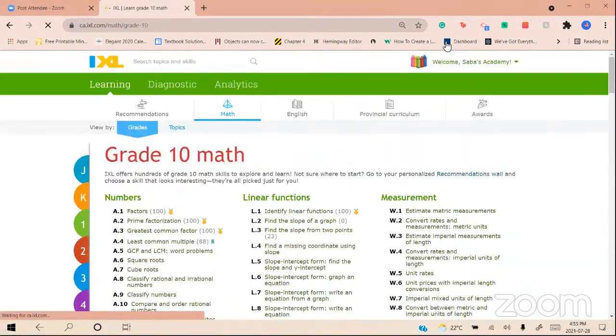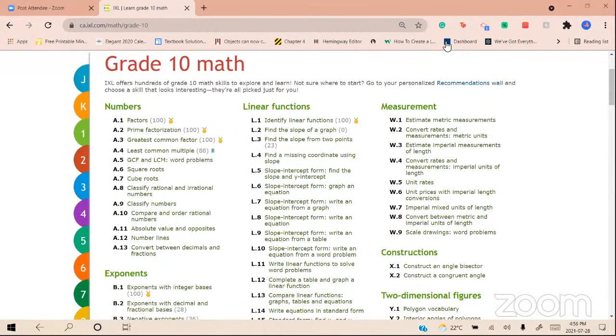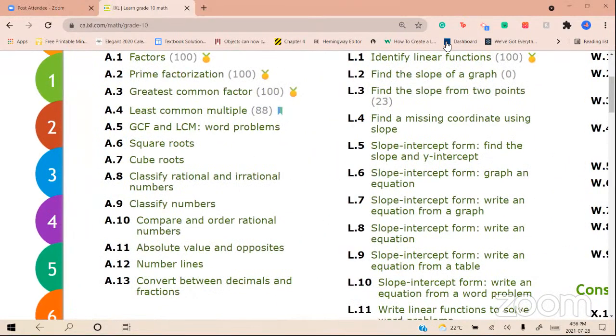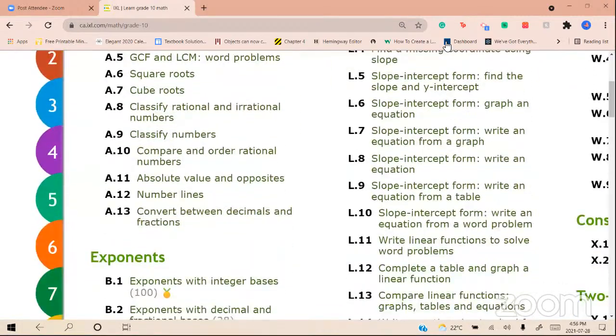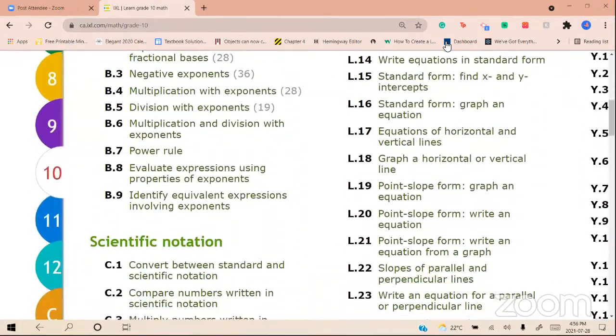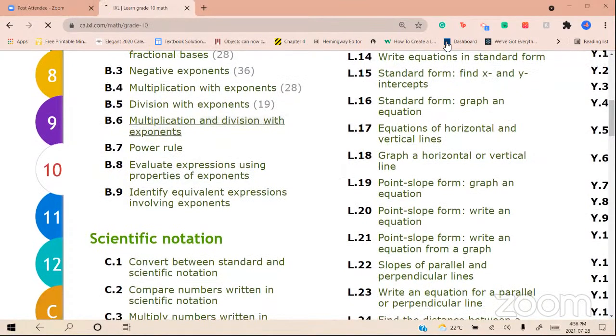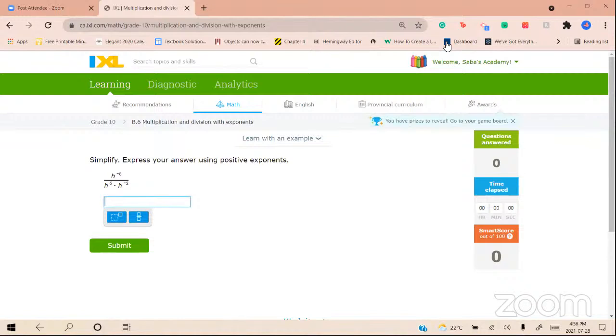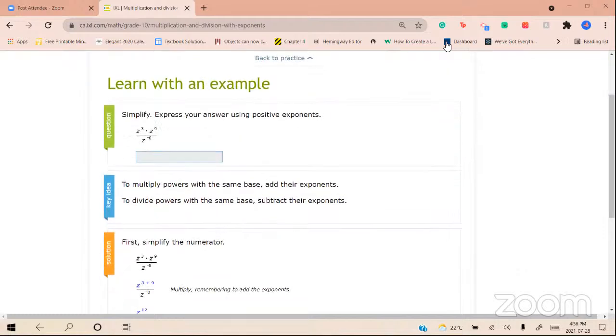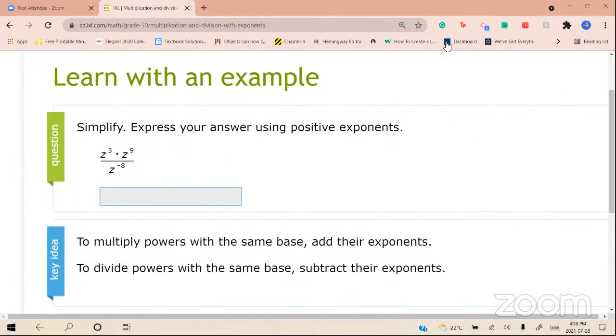So Aisha, are you still here with me? Yeah. Yeah, okay, so let's go over from the grade 10 section. Same thing, same concepts. Mahnoor can also listen. Square roots. Okay, so I'm going to go over today multiplication and division with exponents. Okay? So let's just go over the example. So simplify, express your answer using positive exponents.